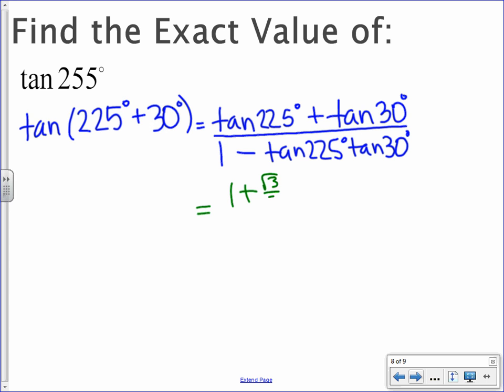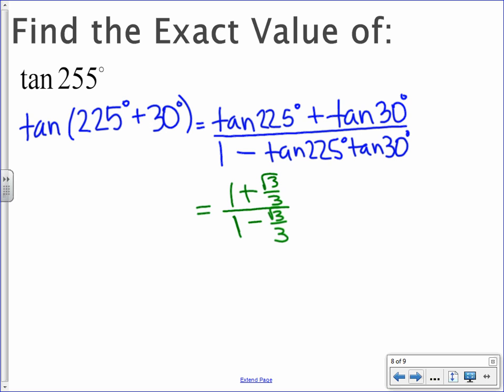Radical 3 over 3. Over, we have 1 minus tangent of 225, we decided was 1, 1 times radical 3 over 3. Am I going to let you leave your answer like this? You wish, right? Unfortunately, there's a lot of bad things happening. Number 1, there's a radical in our denominator. Number 2, we have fractions inside of fractions. Okay?